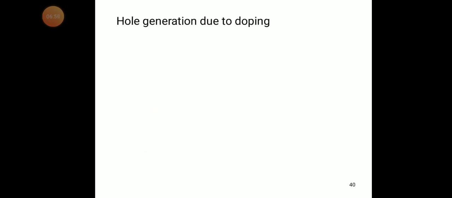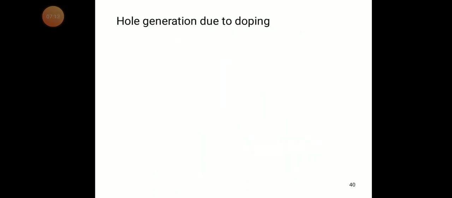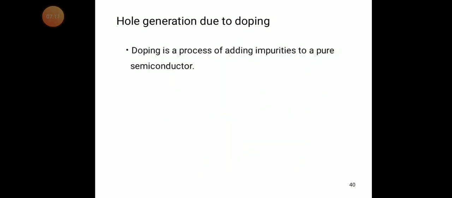You can see in the diagram. When the free electron is generated, the hole is created in the covalent bond. The next one is hole generation due to doping.